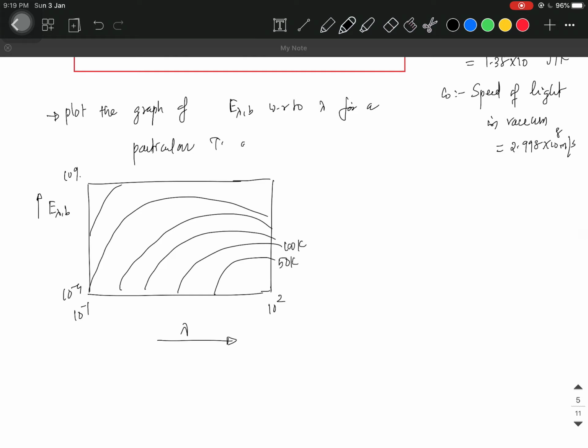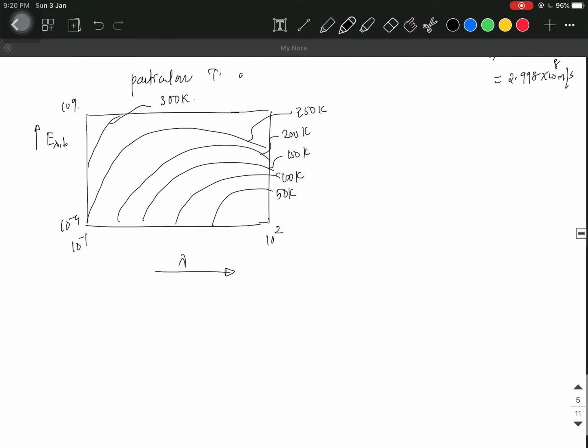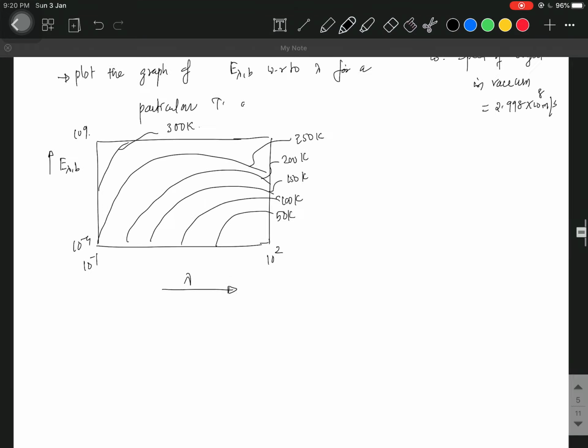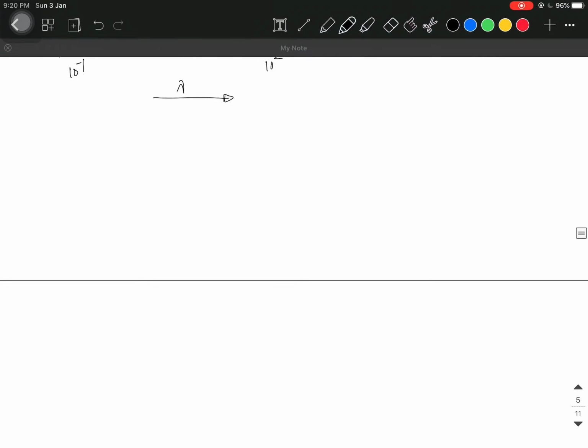Okay, so this will be the curve, and these are for different temperatures. Say this is for 50 Kelvin, this is for 100 Kelvin, this is for 150 Kelvin, this is for 200 Kelvin, this is for 250 Kelvin, and this is for 300 Kelvin. So this will be the particular graph of E lambda b versus lambda, or E lambda b versus lambda curve. So that is nothing but the first law, or first main important factor.